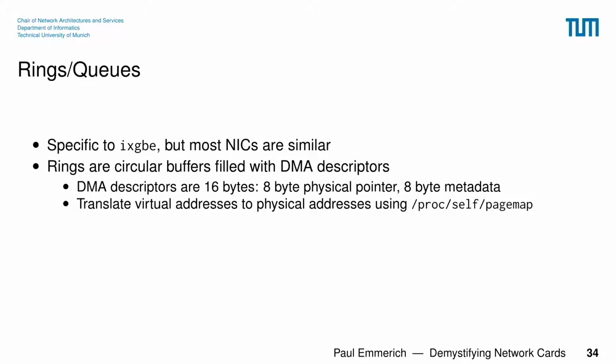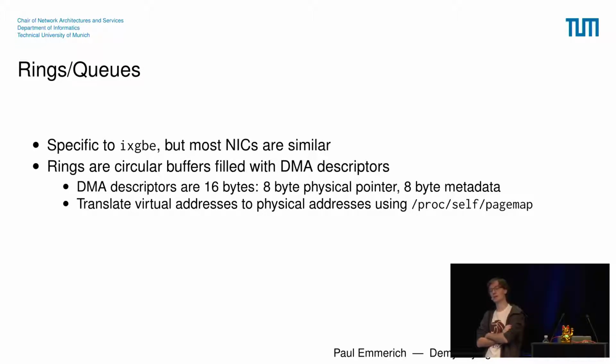A DMA descriptor is a 16-byte struct, and that is 8 byte of a physical pointer pointing to some location where more stuff is, and 8 byte of metadata, like I fetched the stuff, or this packet needs VLAN tag offloading, or this packet had a VLAN tag that I removed. Information like that is stored in there. And what we then need to do is translate virtual addresses from our address space to physical addresses, because the PCI Express device, of course, needs physical addresses. We can do this using procfs, in /proc/self/pagemap.